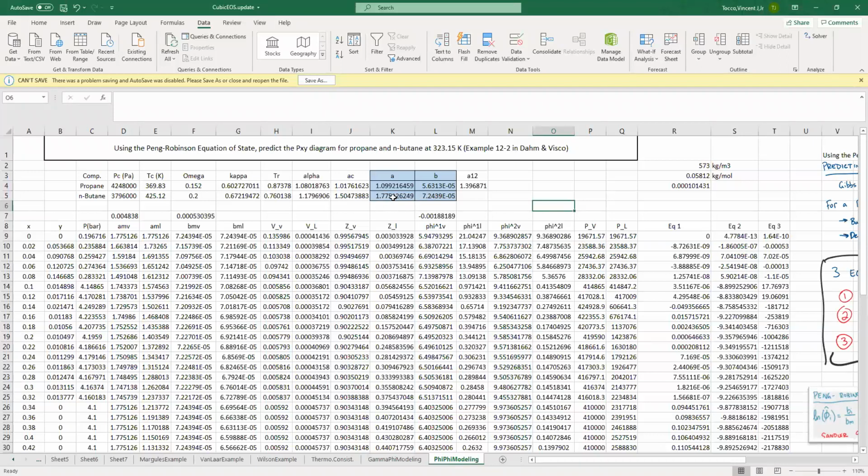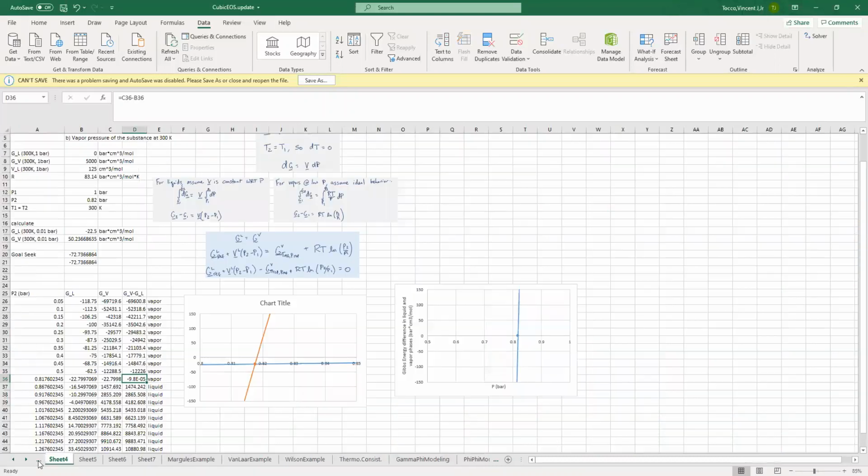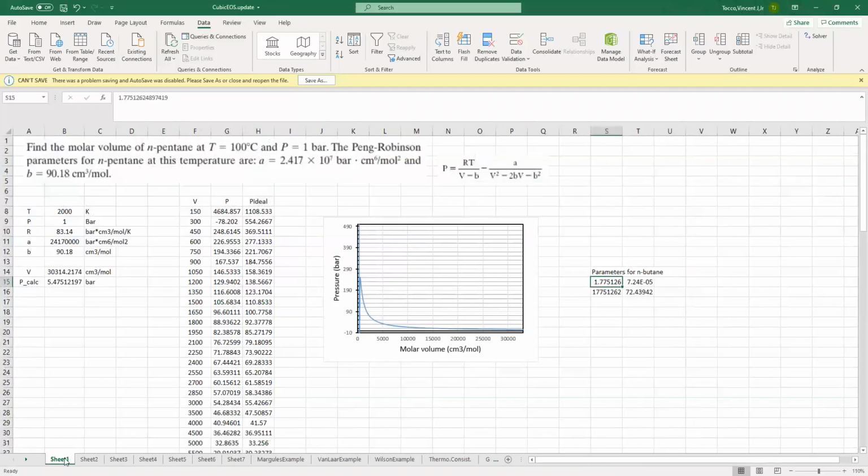So I copied my A and B parameters for N-butane, and I'm going to use the pure component as the base case. So this is all the way back on sheet 1 from this ever-growing Excel sheet, where my problem was to find the molar volume of N-pentane at a certain temperature and pressure. So what I did is I copied these just now. So I copied my A and B parameters. These are in units of meters cubed, pascals, and moles. And this Excel spreadsheet is set up to do bar centimeters to the 6 per mole squared and centimeters cubed per mole. So just in the cell below, I converted the units from SI units to bars centimeters 6.